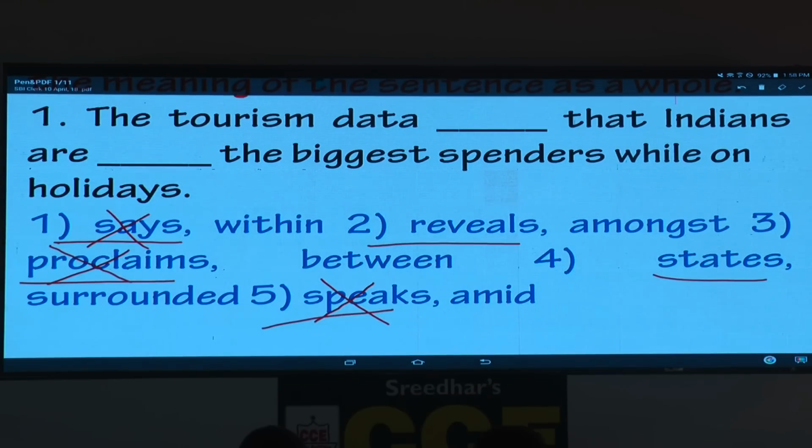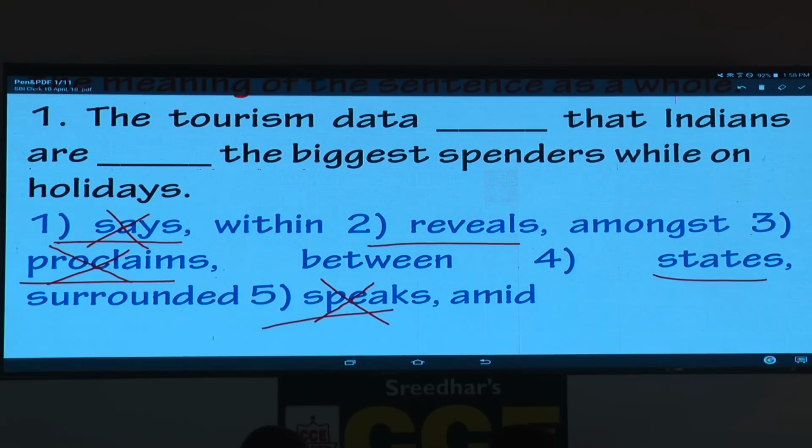What is the meaning of the word proclaim? To announce publicly, to state something publicly. The word doesn't go with data. It goes with an organization, a union, a group. They proclaim. It doesn't go with something like this. So what does it mean? It is out of context, not relevant.